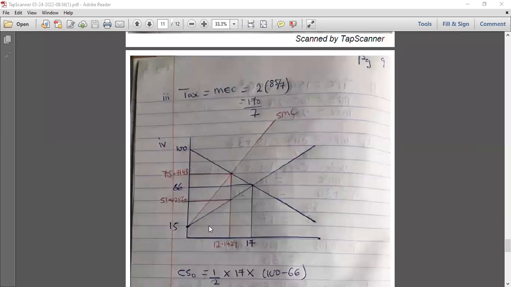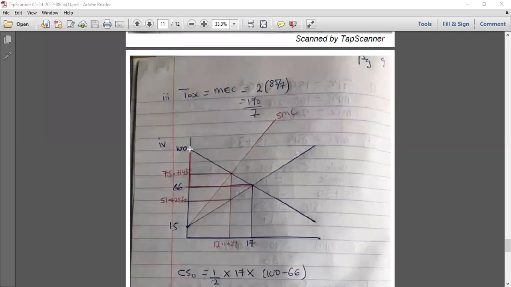the SMC will also start from where the MPC started from. So that one, if they will be particular about the graph, please, they will check this. So it is starting from 15, okay? Now, initially, this would be the CS. CS will be this red triangle here.